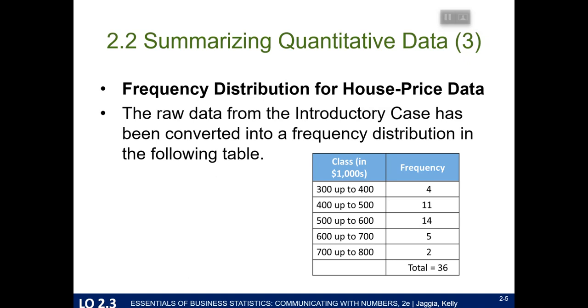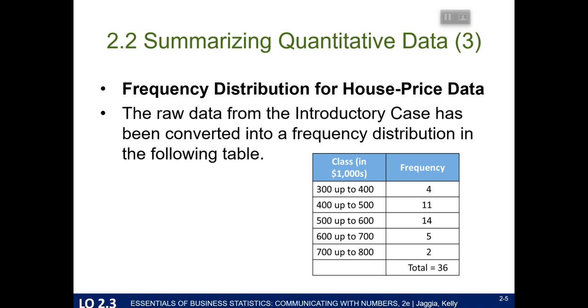Then we just go through and count. It's like doing tick marks: you put a tick mark in each category when you run across that data. When we counted this, we see that we have 4 houses that fall in the 300 to 400 range, 11 houses in the 400 to 500, 14 in the 500 to 600, 5 in the 600 to 700, and only 2 in the 700 to 800 range.